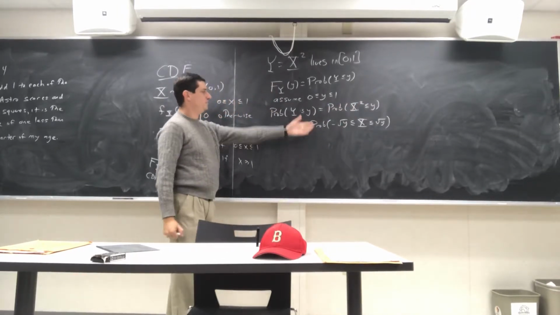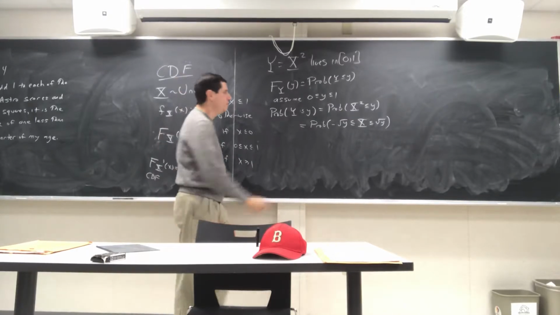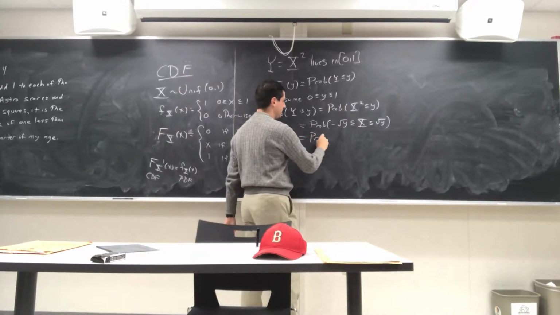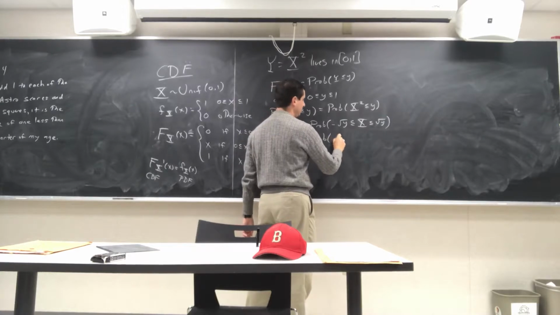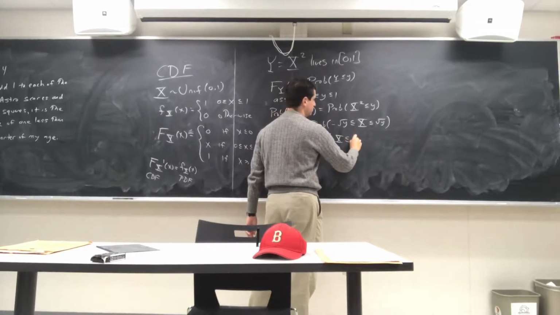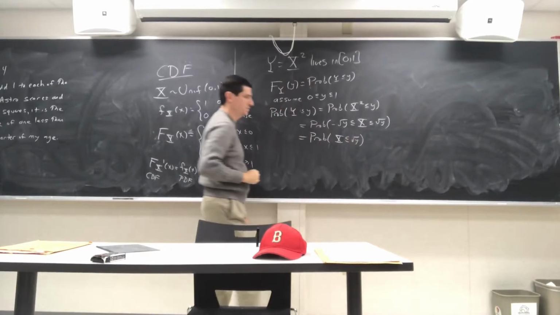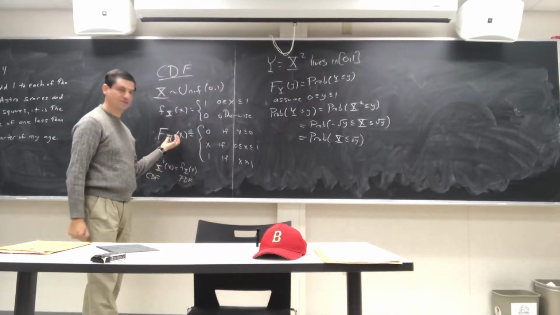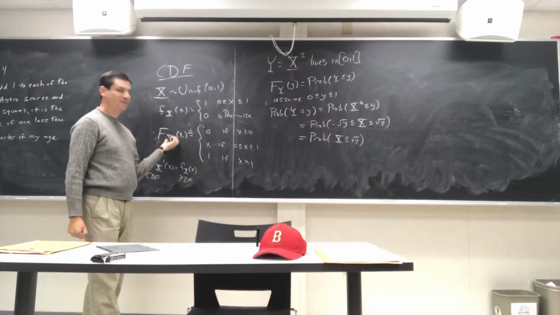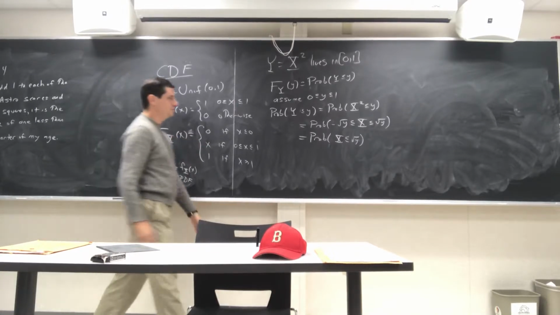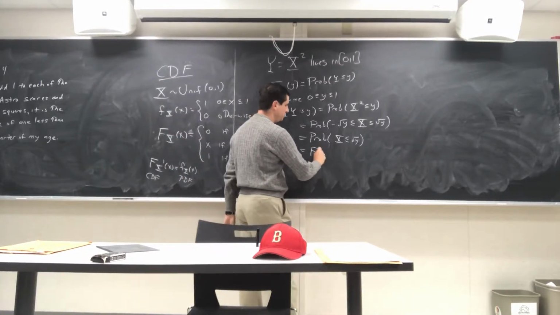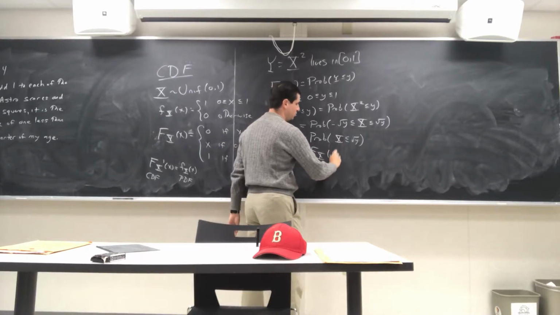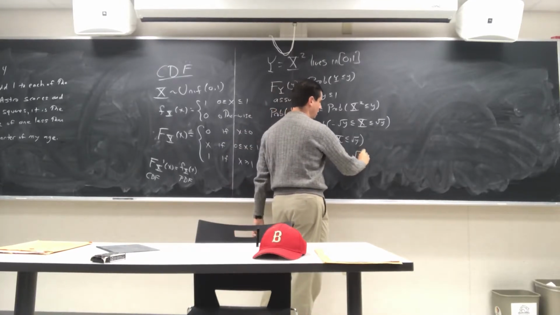Now we immediately realize, well, X is never negative, so we can simplify this, but you have to take that step. And now it's just the probability that X is less than or equal to the square root of y. Well, we actually know explicitly what the CDF is. The CDF is just x. So this is just the cumulative distribution function of X evaluated at the square root of y. It's just the square root of y.